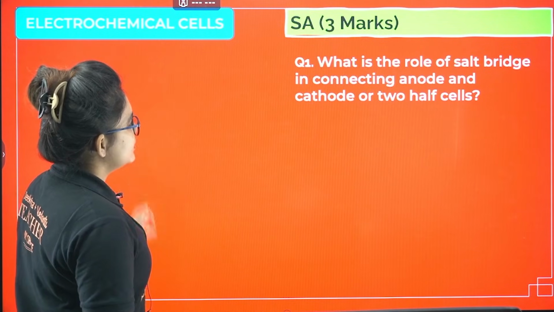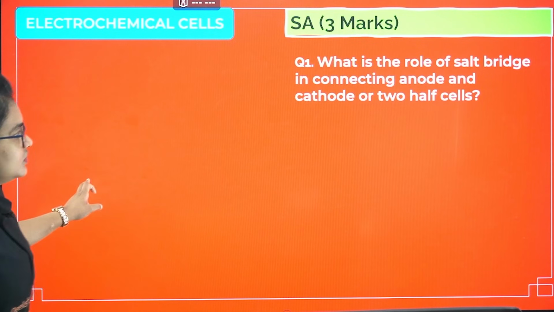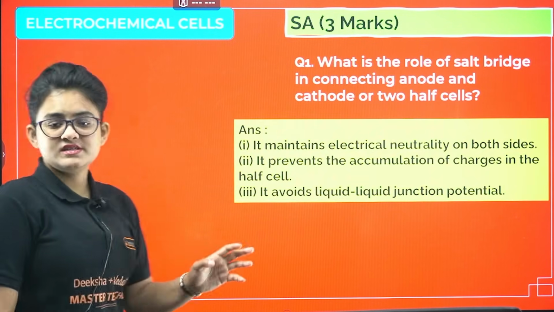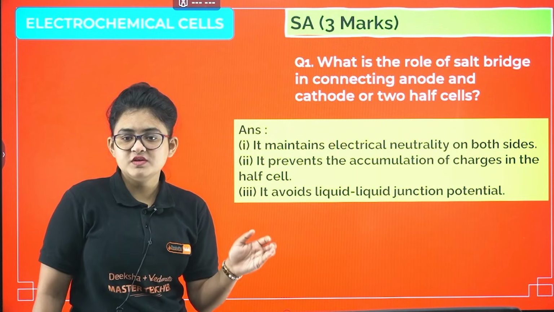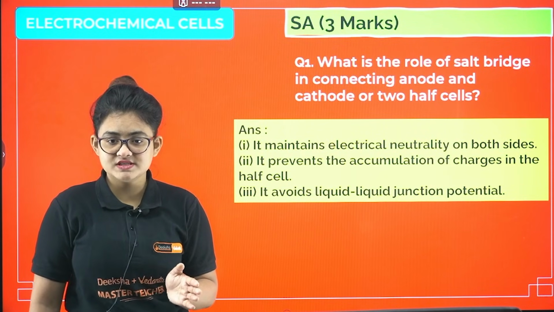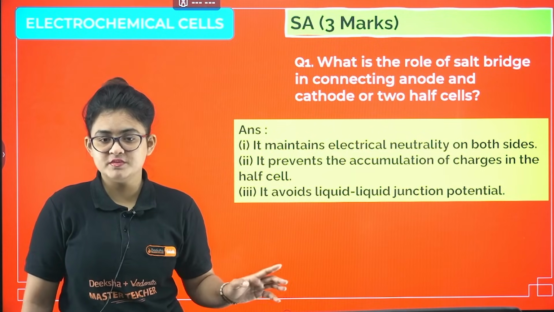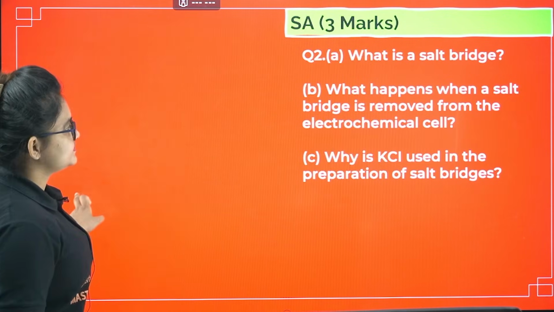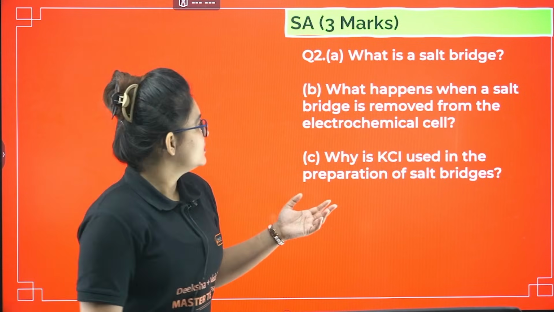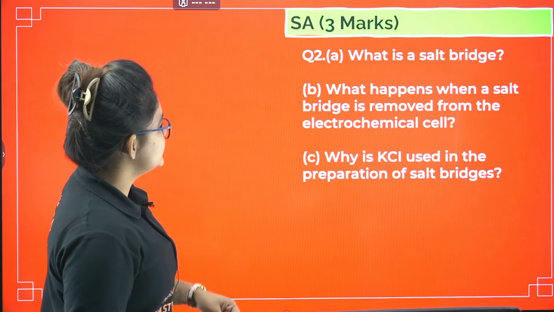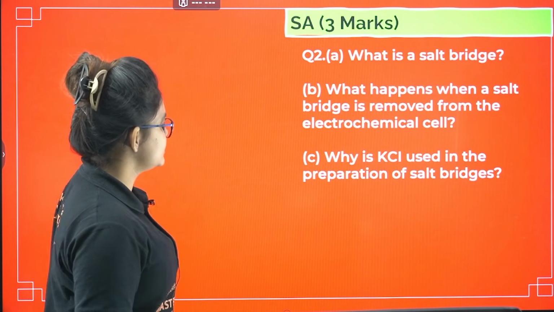3-marker question. What is the role of salt bridge in connecting anode and cathode or two half cells? So first, it maintains the electrical neutrality on both sides. It prevents the accumulation of charges in the half cell and it prevents the liquid-liquid junction potential formation. Let's proceed. What is a salt bridge? And next question, what happens when a salt bridge is removed? Next, why is KCl used in the preparation of salt bridge?